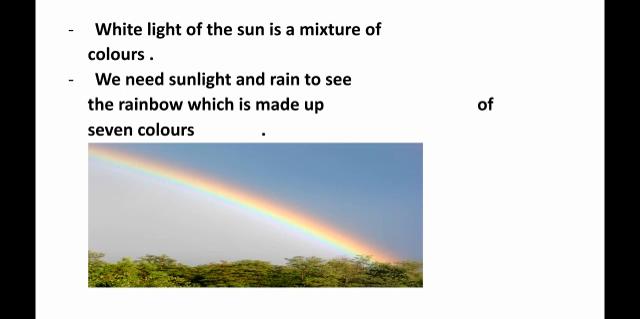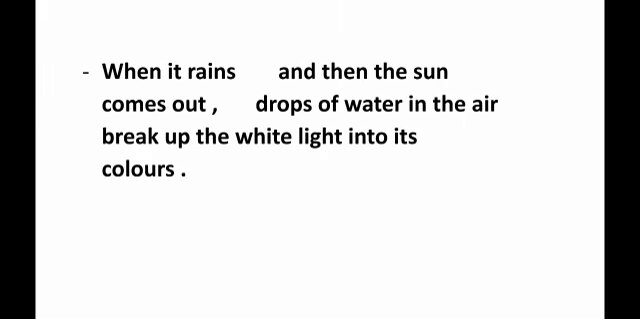White light of the sun is a mixture of colors. So we see it as white, but in fact it's a mixture of colors. We need sunlight and rain to see the rainbow, which is made up of 7 colors. And this is a picture of a real rainbow in the morning sky. When it rains and then the sun comes out, drops of water in the air break up the white light into its colors. And I will explain this part to you.